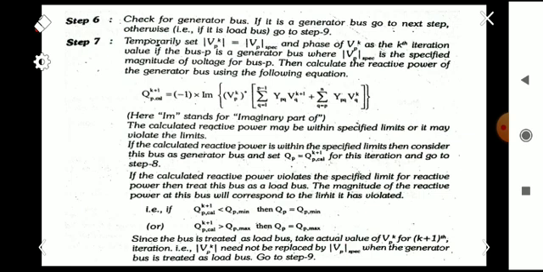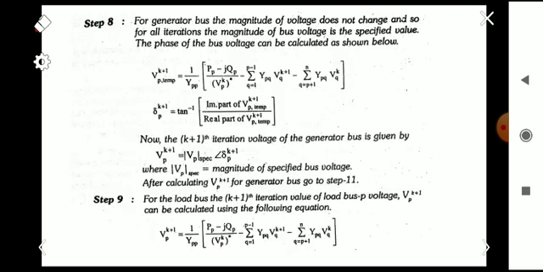Okay, so since the bus is treated as a load bus, take the actual values of Vp^k for the k plus 1 iteration. Here we have specified that if it is within the specified limit, you have to go for step 8. In step 8, we have to find the values of delta. For that we have to calculate this equation.